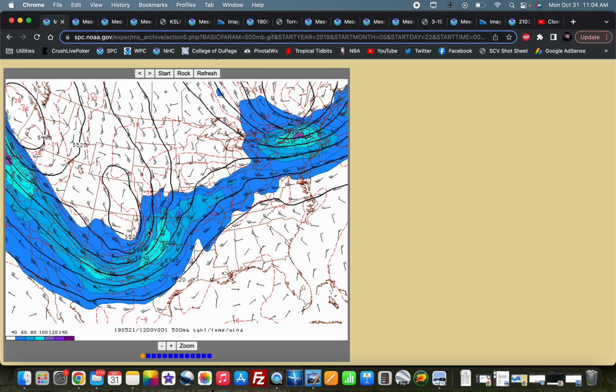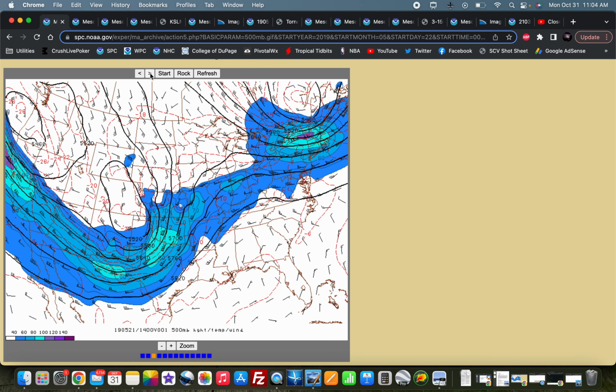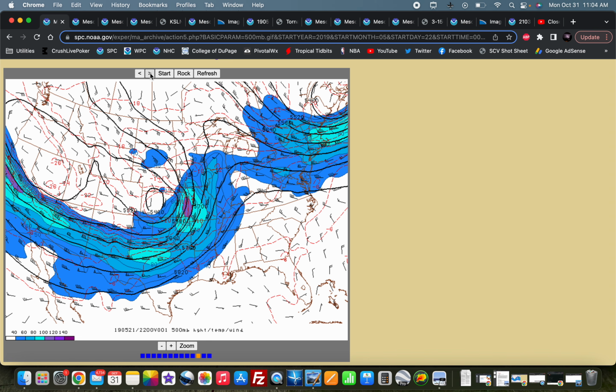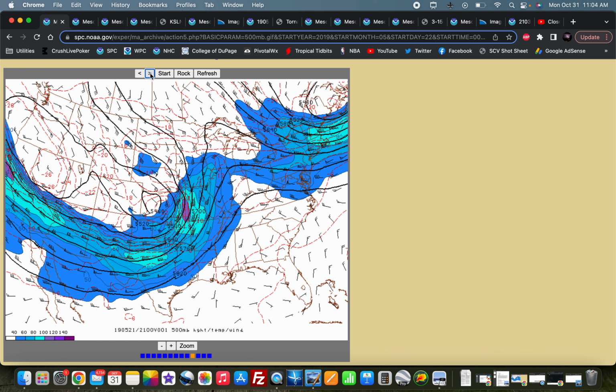The trough moved off toward the east, and you can see here what we're dealing with. Very much a closed circulation at 500 millibars here. This is at 21Z, 4 p.m. You can see the closed contour there as the low ejects toward the northeast.